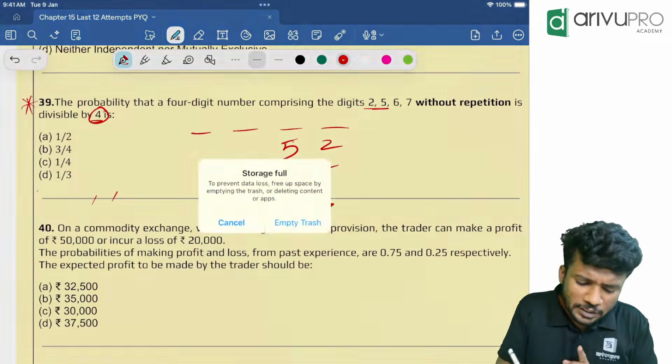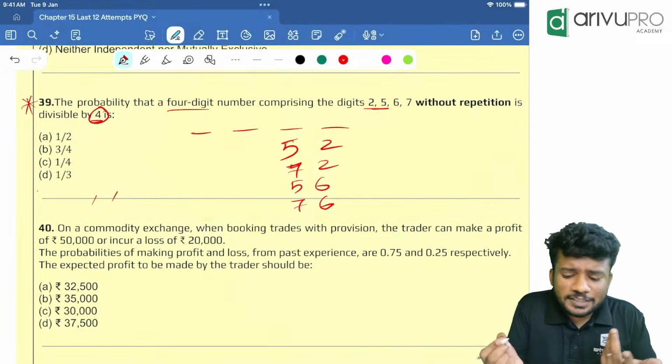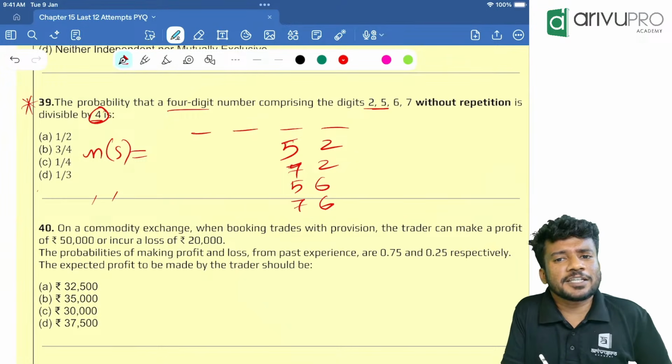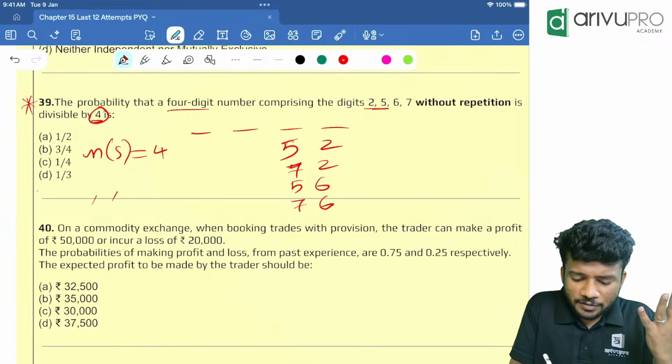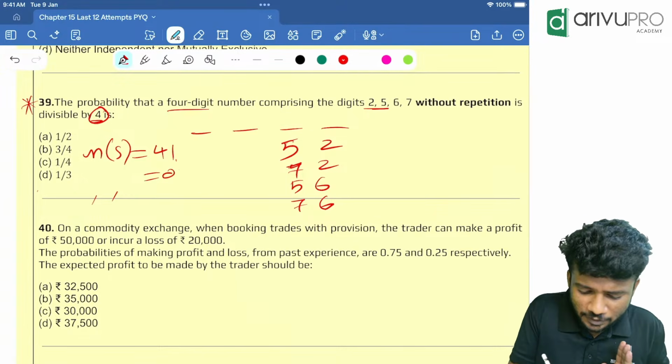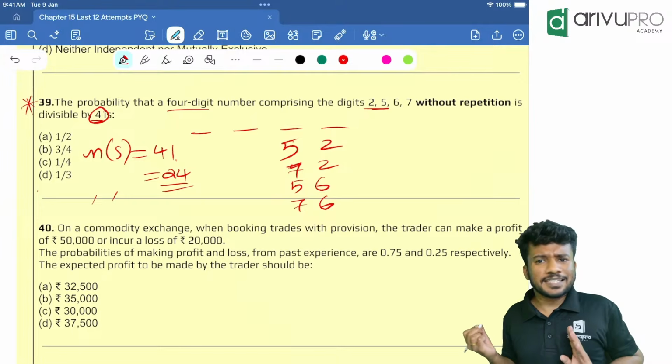Now, people, you tell me how many ways a 4-digit number can be formed. So, total sample space will be how much? The n of S is equal to how much? A 4-digit number means 4 factorial. How many ways can it be rearranged? 4 factorial is 24. That is n of S.